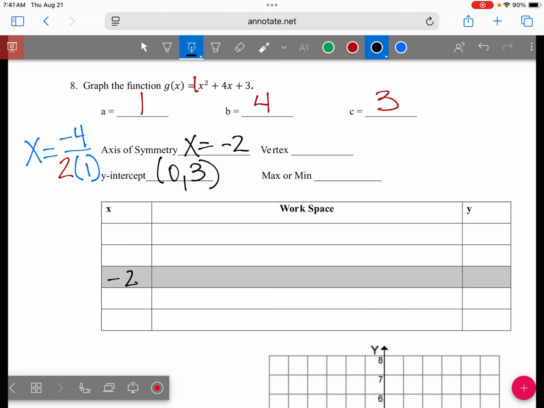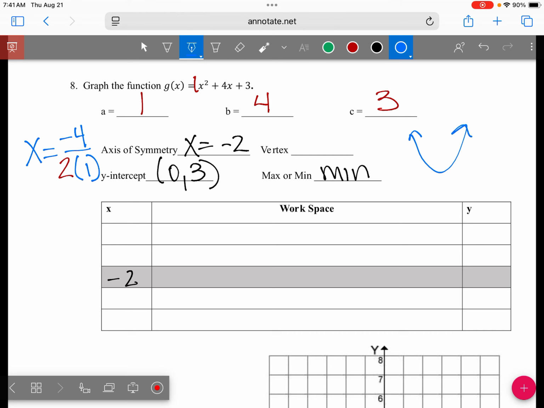And we could also answer max or min. Who says this graph has a maximum? Who says it has a minimum? It is a minimum because this is a smile. A is happy. So that means we have a minimum.